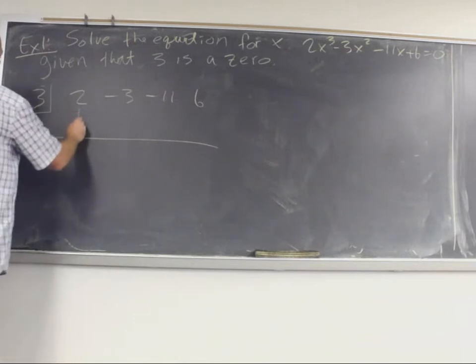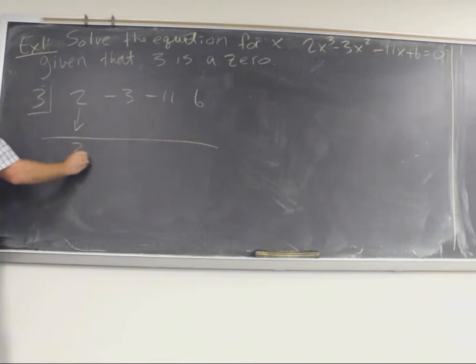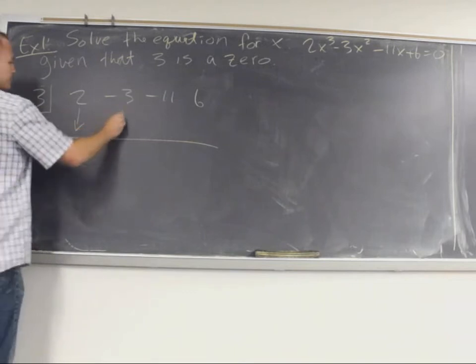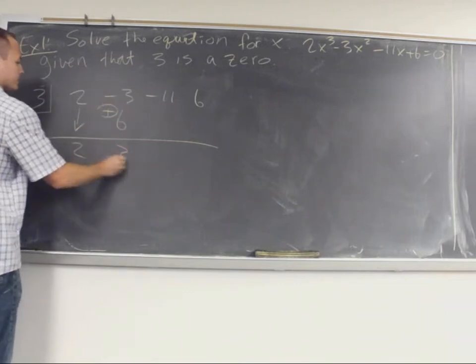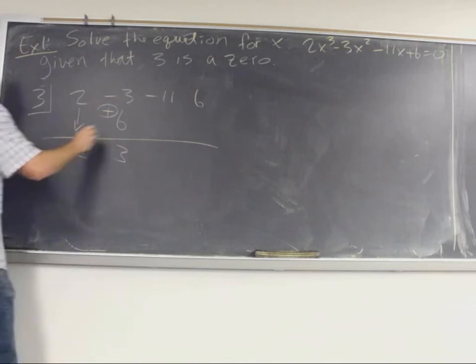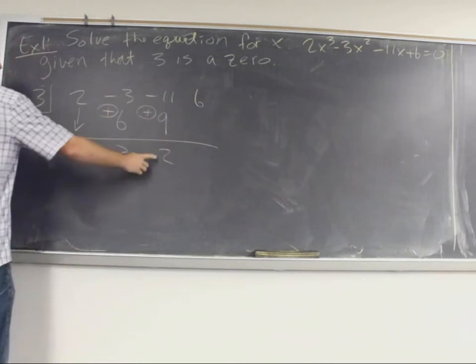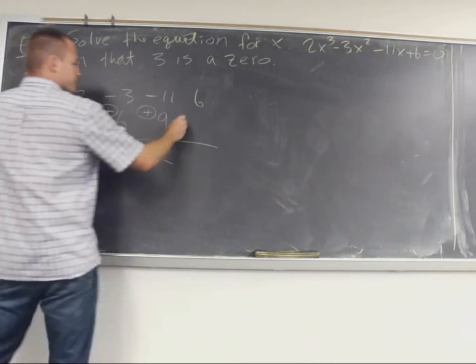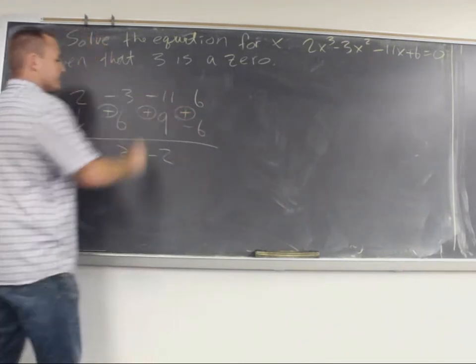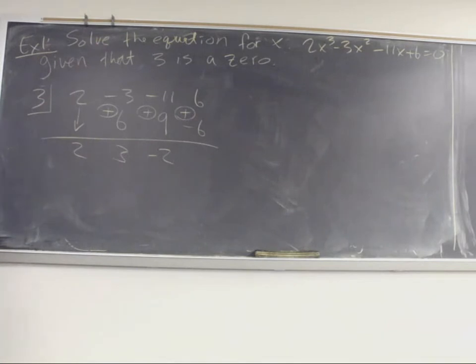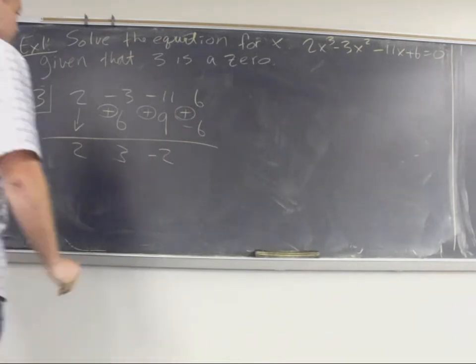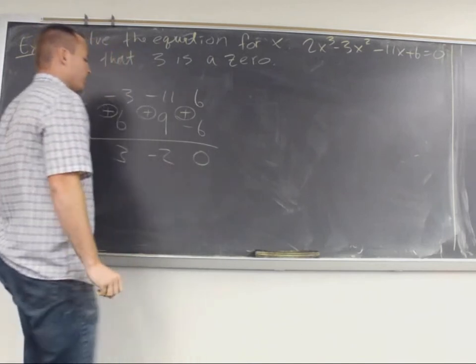Practice, practice, practice. Bring down the 2. 2 times 3 is 6. Add down, which is 3. 3 times 3 is 9. Add down, which is negative 2. Negative 2 times 3 is negative 6. Always add down. And I want to pause for a second. What is that number going to be there? 0.